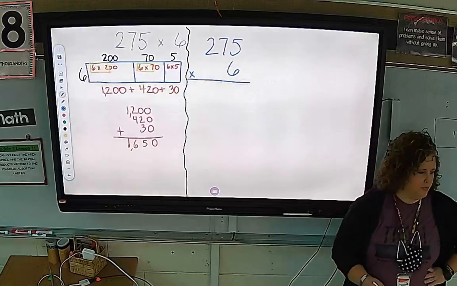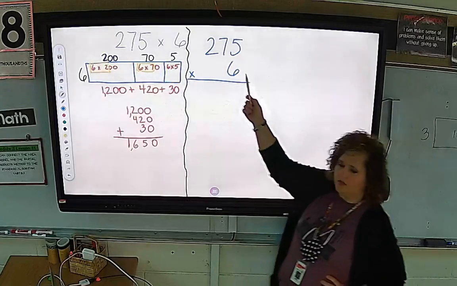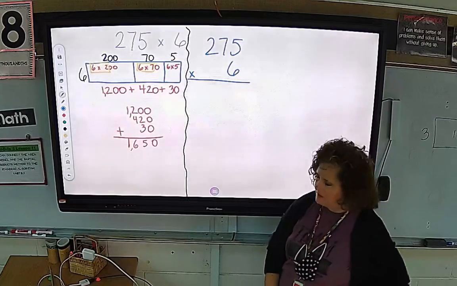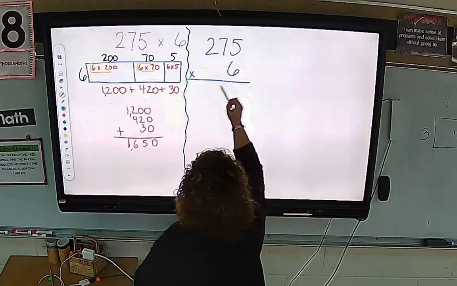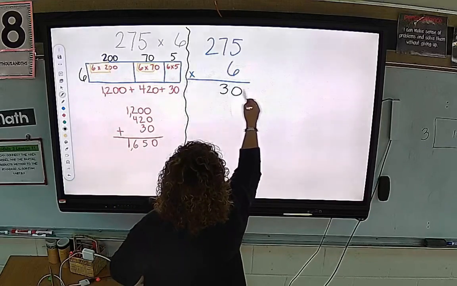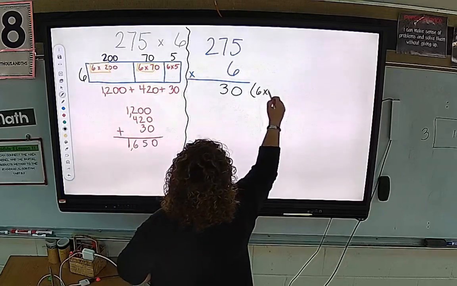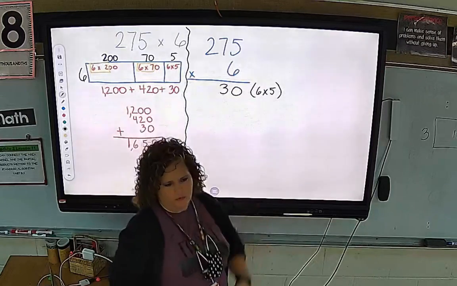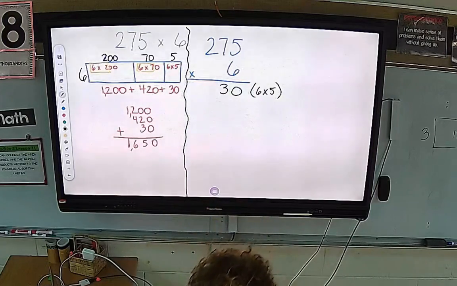All right, so partial product, here we go. It starts off the same as standard algorithm, 6 times 5. 30. 6 times 5 is 30. We're going to write that whole 30 right here. Remember, this was 6 times 5. We put these out to the side just to remind us of what we're multiplying.